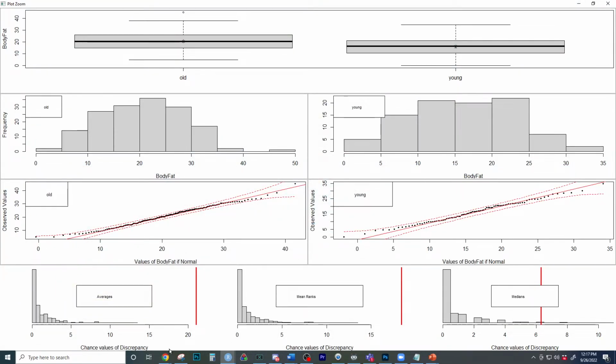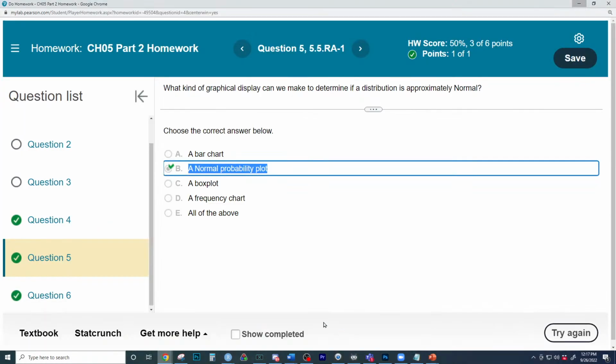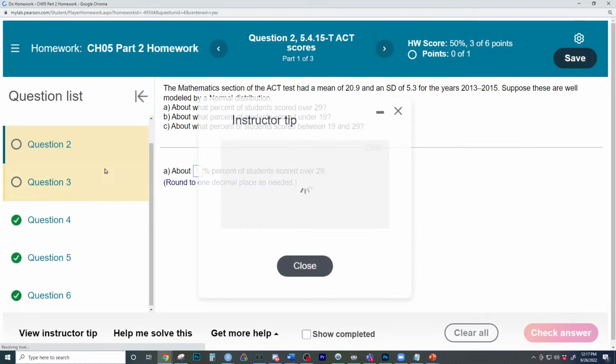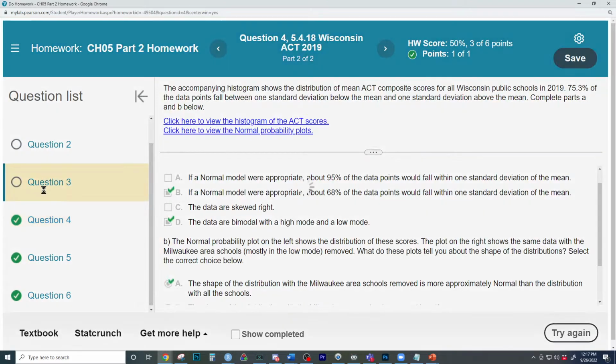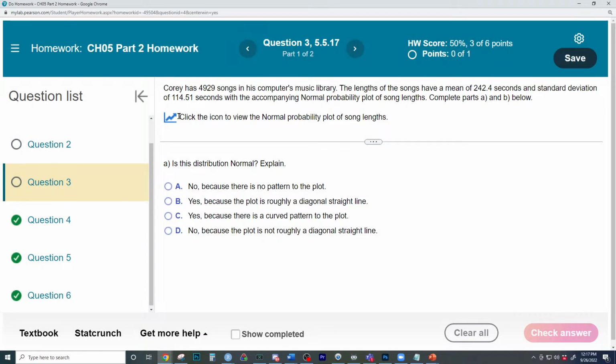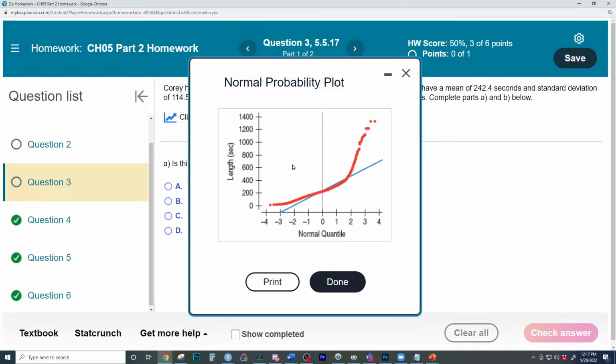So a normal probability plot will tell us if it's normal if it does what? The normal probability plot, I think it's literally over here. The normal probability plot will tell us it's normal if it does what? So look at this right here. Is this normal? If it's linear, right?